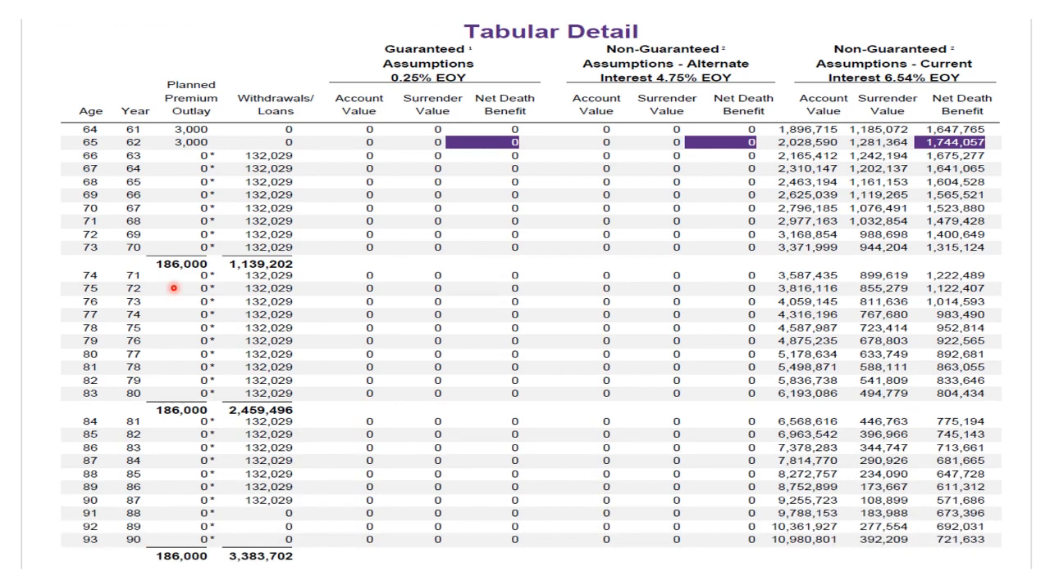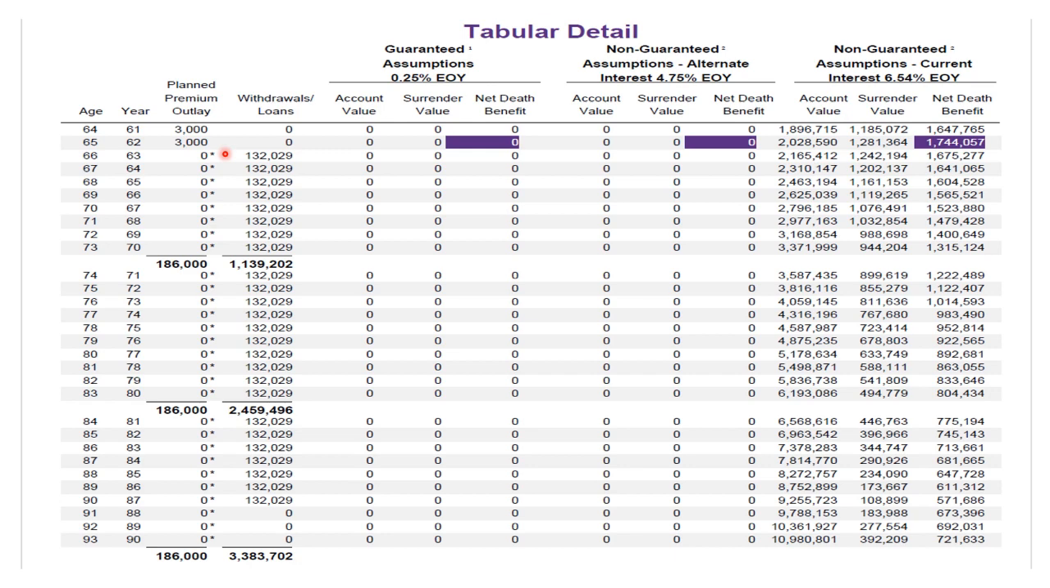And the total payments that you have paid from age 3 to 65 will be $186,000. Now, with the withdrawals and loans, here is where the payments will start for their retirement years. And the money that is being paid out is being taken out of this death benefit. And as you see, at age 65, the death benefit has risen to $1,744,057.